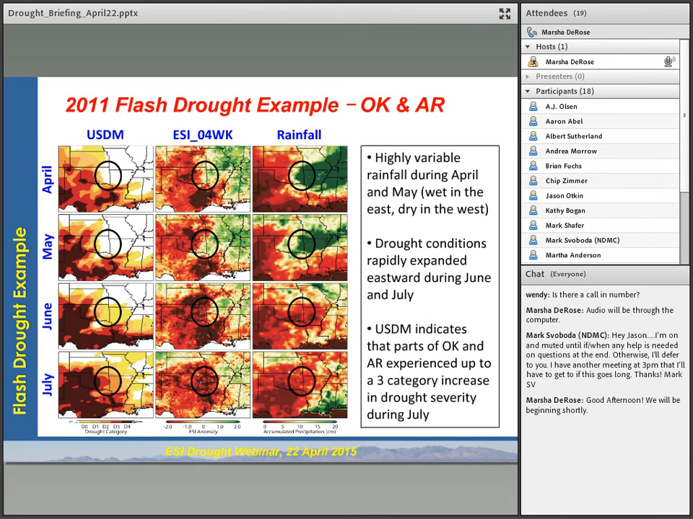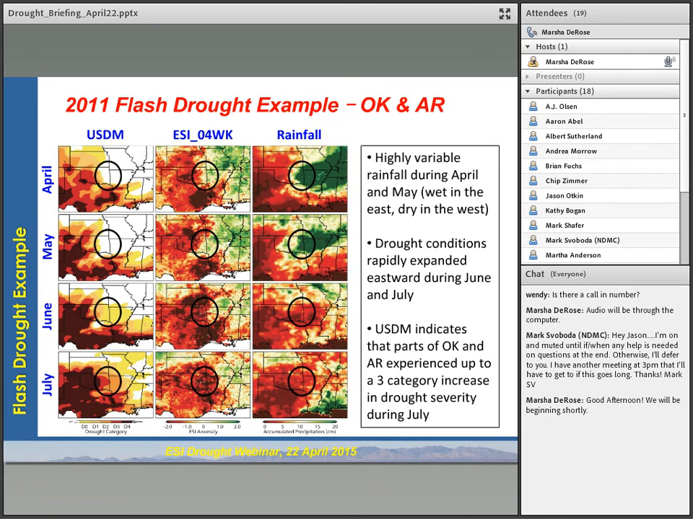So in the right column, you can see that very heavy rainfall occurred during April and May across this region. However, much drier conditions then developed during June and July. The spatial patterns in the ESI and U.S. Drought Monitor closely match each other during April and May during the wet conditions. However, they began to diverge by the end of June as dry and hot weather became more entrenched across the region. The large negative ESI anomalies at the end of June indicate that extreme moisture stress had already developed across the region by that time, even though conditions were generally good just a few weeks earlier.